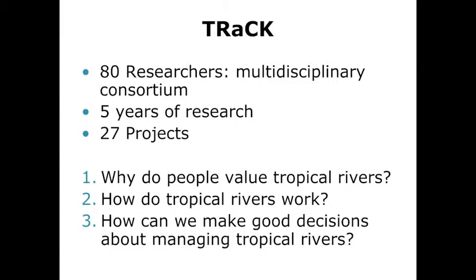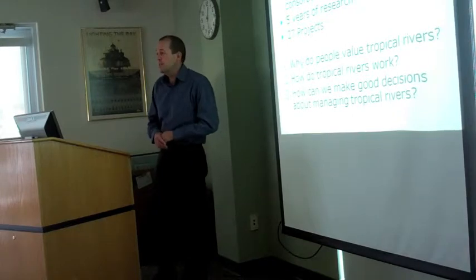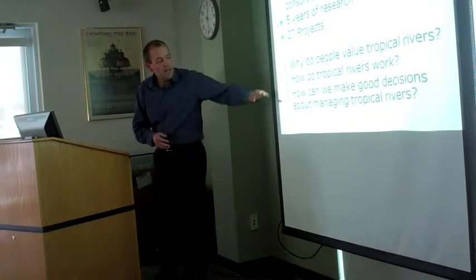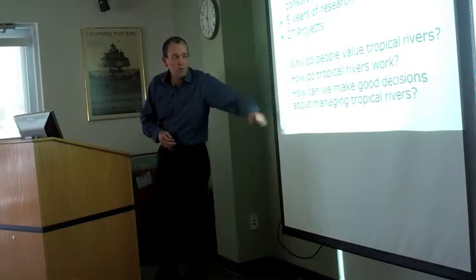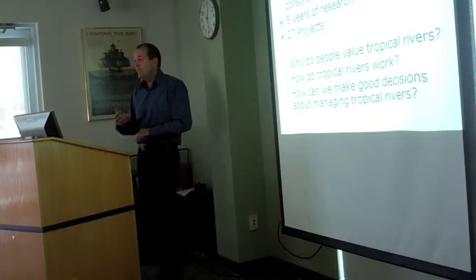Firstly, we're trying to get a better understanding of why people value tropical rivers. What is it about them, the social, economic, cultural values that people derive from rivers? There's a lot of work on the ecosystem processes that are underpinning the things that people value in river systems. So how do those river systems work? And then, given that there's a wealth of information coming from these projects, we're looking at ways of pulling that information together to try and help make land managers' jobs easier when it comes to making well-informed decisions.